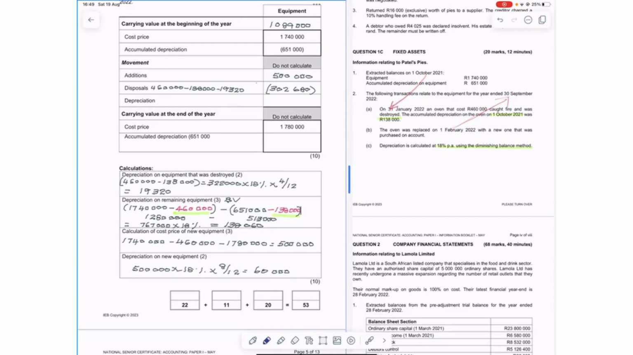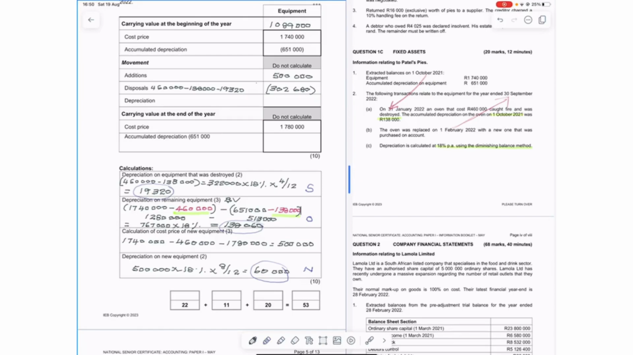So now we've got to do the current year's depreciation, and make sure you're including all of your assets. So this is the depreciation on the equipment that was sold. This is the depreciation on your remaining equipment, and this is your depreciation on your new equipment. So that's sold, that's your old, and that's your new. So always check that you've got all of those. Obviously, you might not have new equipment, or you might not have sold any.